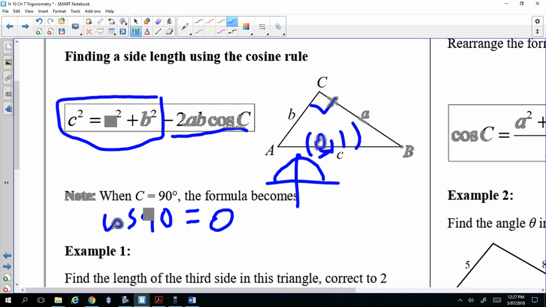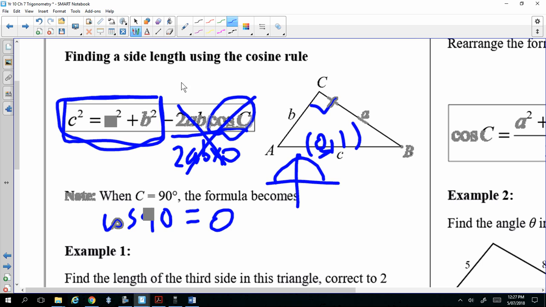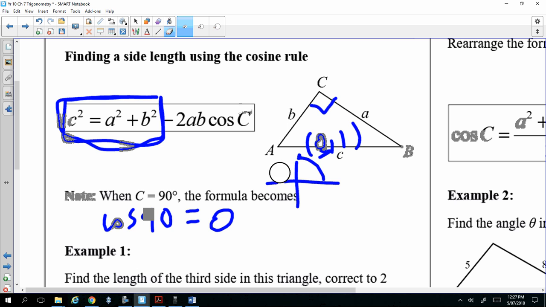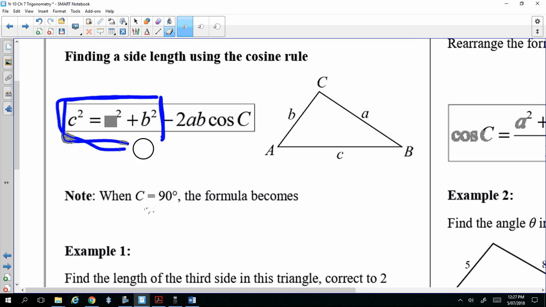It disappears. You get Pythagoras, isn't it? Does that make sense? If you put 90 there, you get 0. Cos 90 is 0. So you can think of Pythagoras as a special case of the cosine rule. So the cosine rule generalizes the formula to any triangle. Doesn't matter if it's a right angle or not a right angle. Okay? So let me write a statement so that you can write something down.